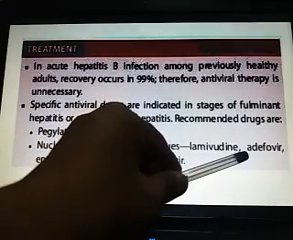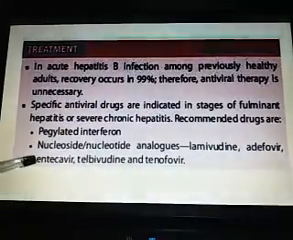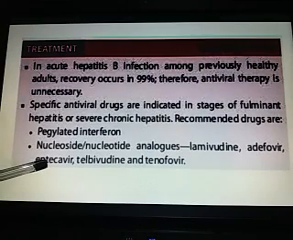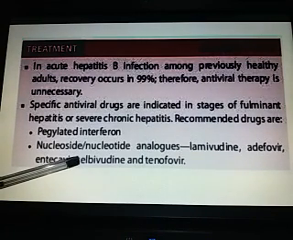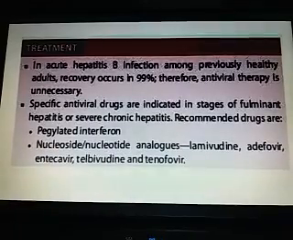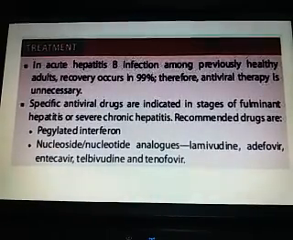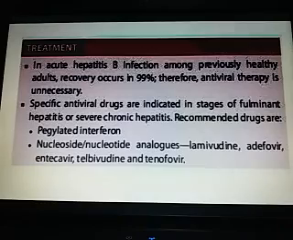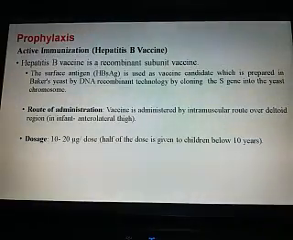lamivudine, adefovir, entecavir, and telbivudine and tenofovir. These antiviral medicines can be used in severe cases, not in normal cases.